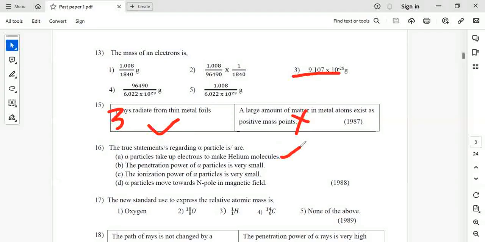16. Alpha particles take up electrons to make helium molecules. Yes. The penetration power of alpha particles is very small. Ionization power of alpha particles is very small. Ionization power is highest in alpha. So they don't move toward either the N or S poles of a magnetic field. They just move perpendicular. If you remember, A, B only, answer is 1.